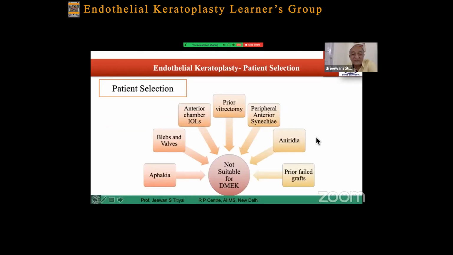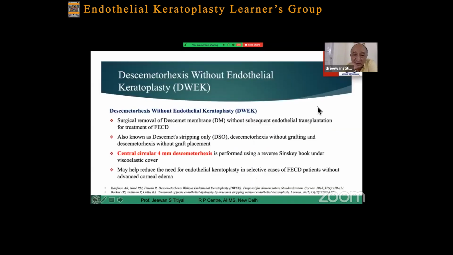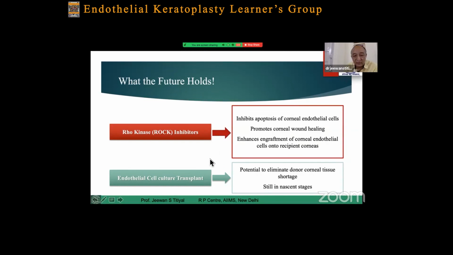As various videos are shown by Praveen and Dr. Fogla, now we can do EK in all types of surgeries where endothelial dysfunction has occurred, and that's because we have evolved from the early stage to a modern surgery in these cases. I think this will be covered by the coming speakers. The future will be no keratoplasty or DWEK, which may be a good indication for early cases of Fuchs as such. Rho kinase inhibitors or endothelial cell transplants, cultured endothelial cell transplant, may be a future of surgery in EK.